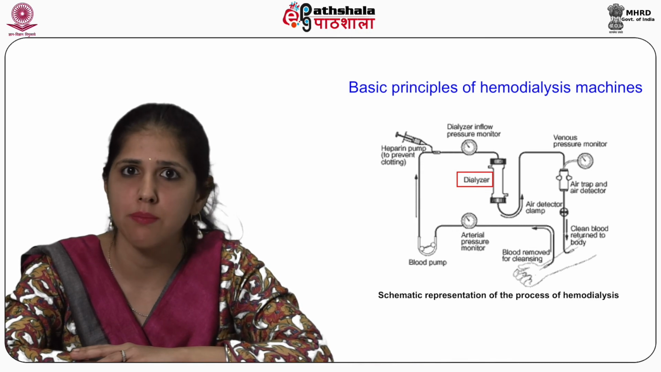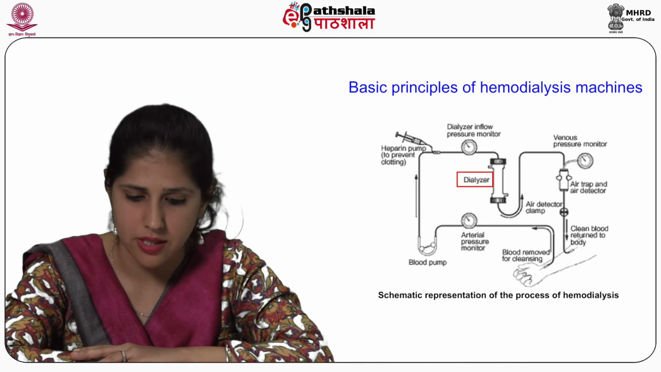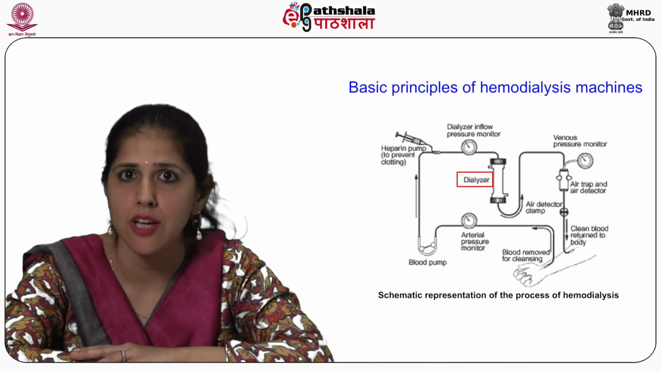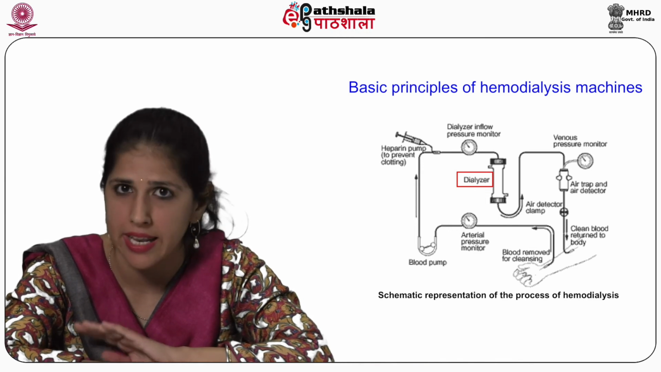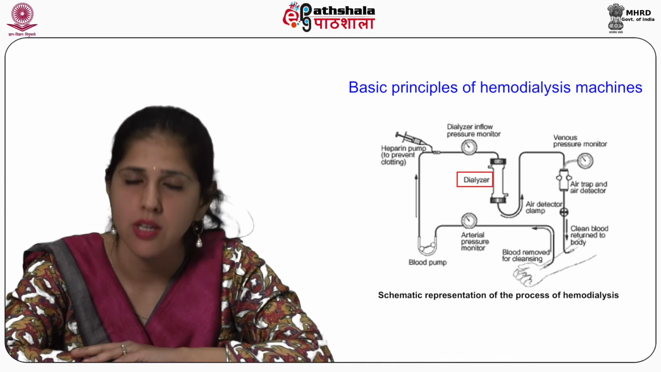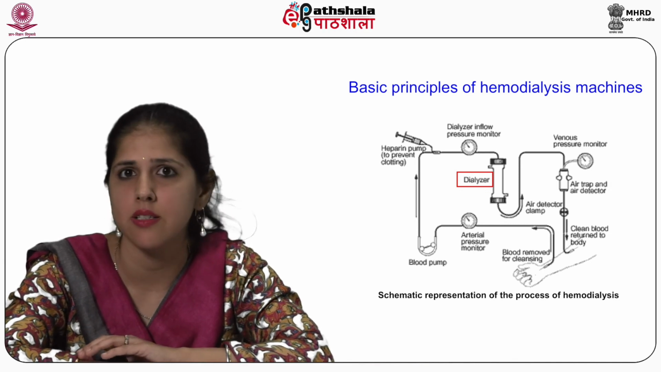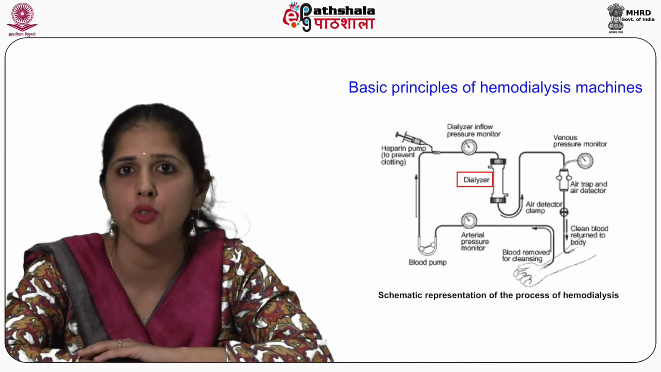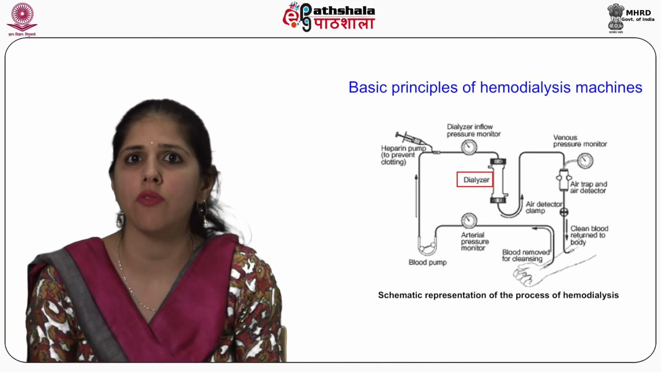Now this cleansed blood has to be pumped back into the patient, and thus we have a delivery system which has to monitor certain important parameters like there should be no air leak, there should be no air present, and the pressure while pumping back. Finally, this cleansed blood is pumped back through the same vascular access of the patient. So this is what we see.